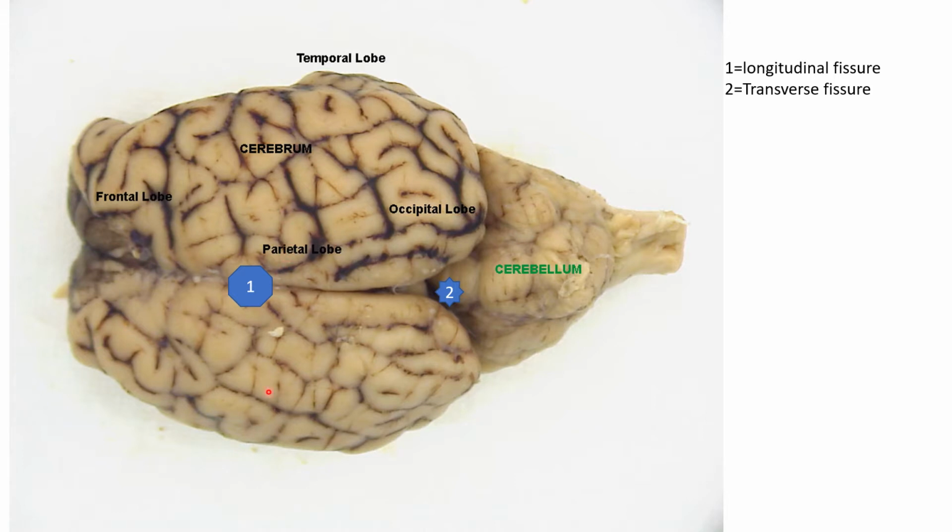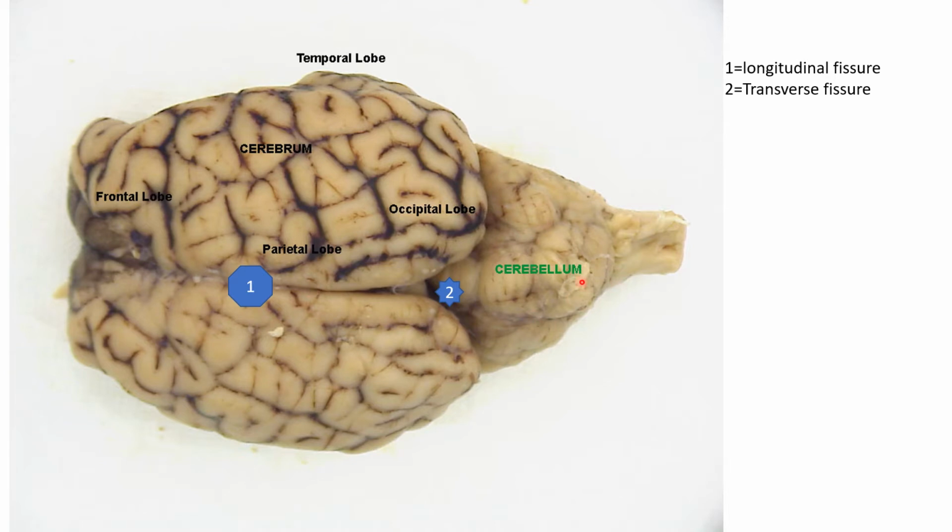This would be the parietal lobe, the occipital lobe, and on the side would be the temporal lobe. There's also two hemispheres. So there's a right and a left cerebral hemisphere, and in between the two hemispheres there's the longitudinal fissure.